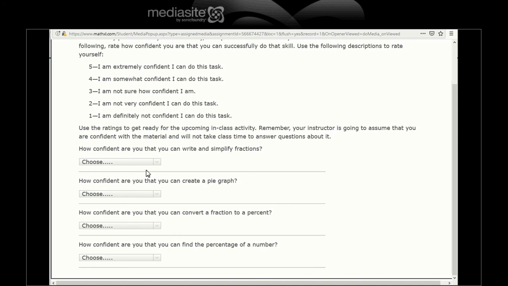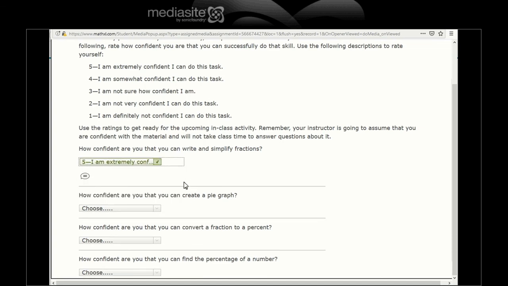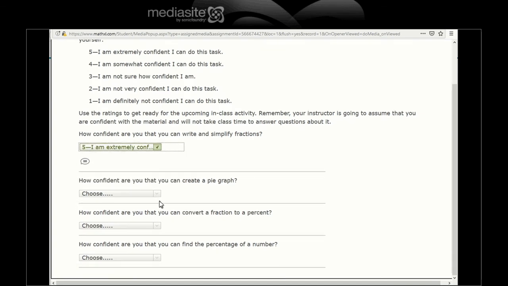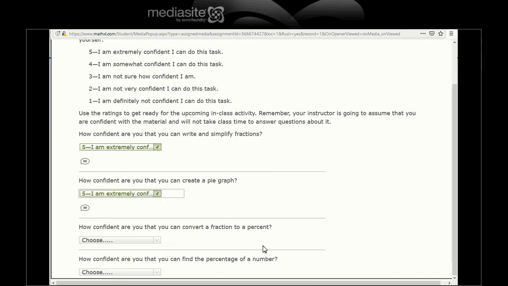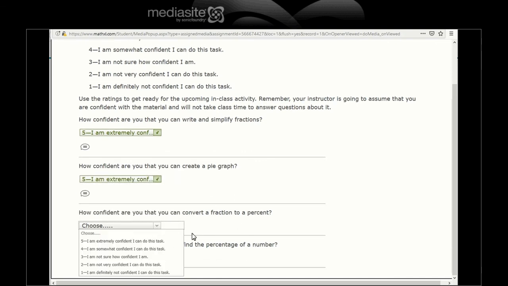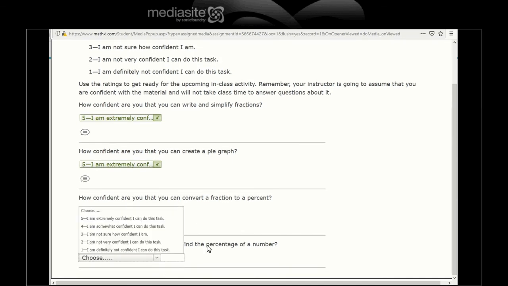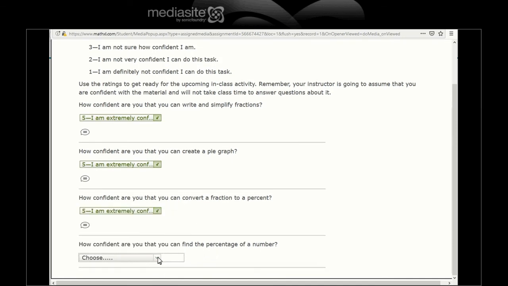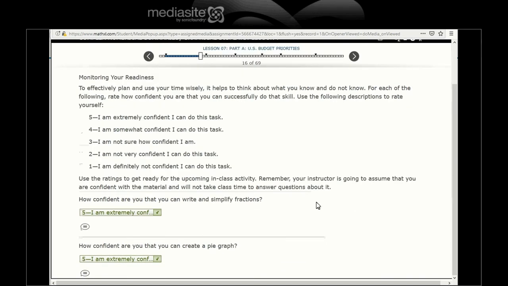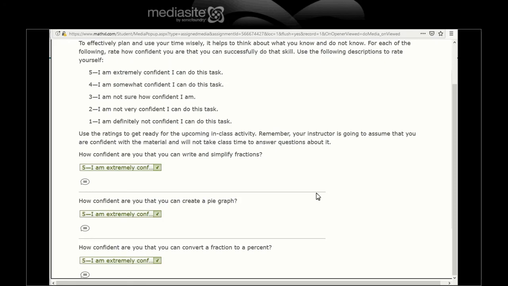How confident are you that you can write and simplify fractions? Hopefully you're extremely confident. How confident you can create a pie chart? Hopefully extremely confident. How confident you can convert fractions into percentages? Hopefully extremely. And how confident you can find a percentage of a number? Hopefully extremely confident. So with that, on this recording, you need to look over these slides again. Feel free to, and we'll be back shortly and we'll do the questions.